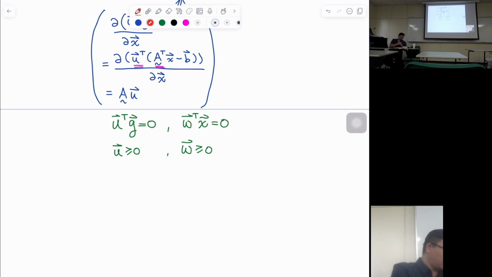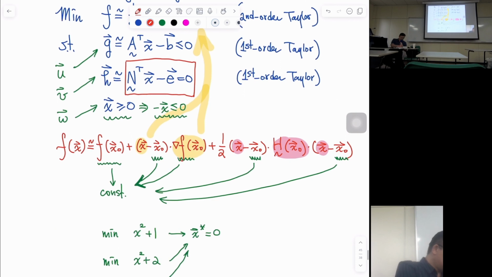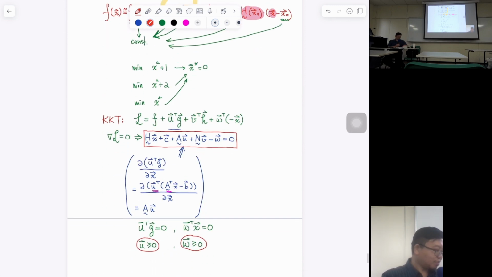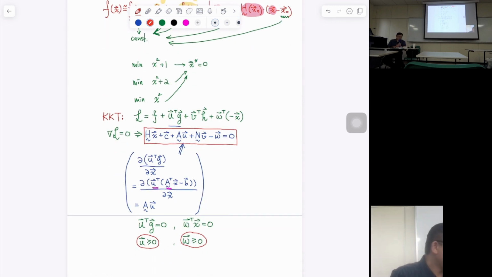For U and W, I'm going to circle them in red. And for X, this one, I will use a circle here. So from here, I'm going to draw some red boxes and also some red circles. They will be utilized later on. Okay? Now let's see what we are going to do.